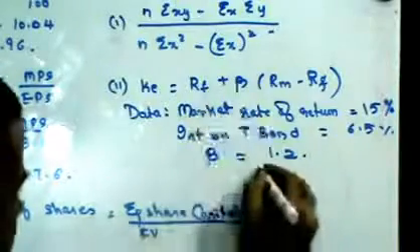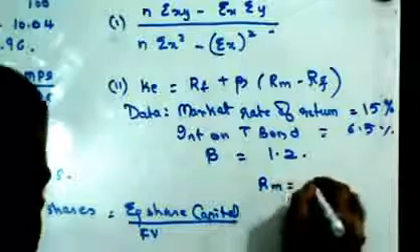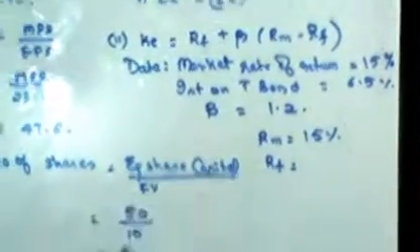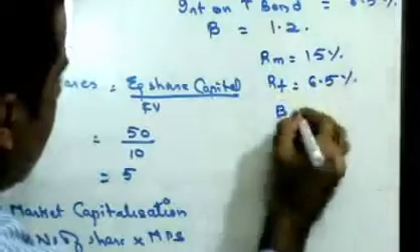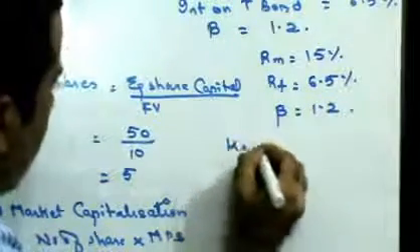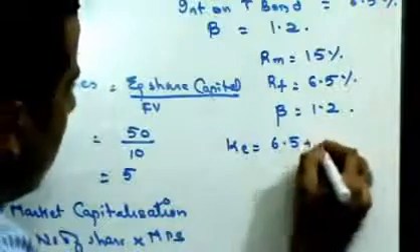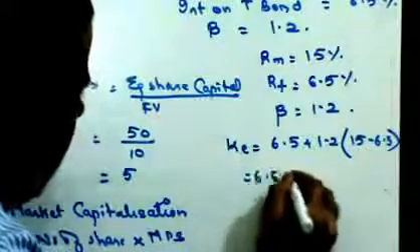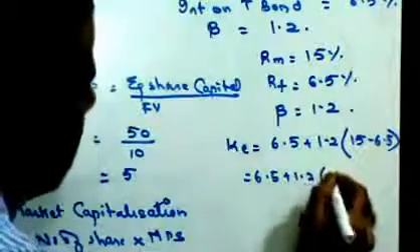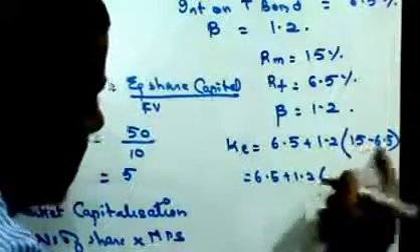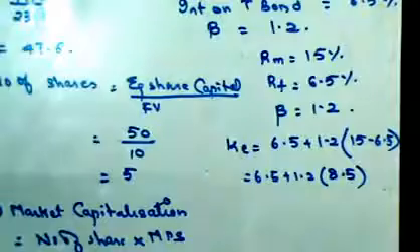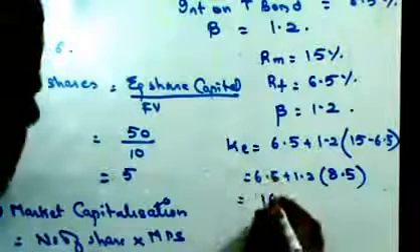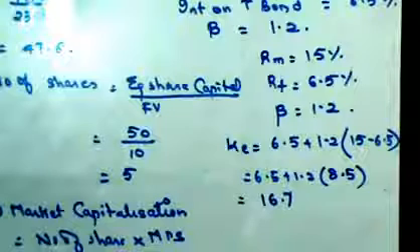First of all, I could use this formula. They've given me that returns expected is 15%. If I want to play a safe game and invest in treasury bills, they give me 6.5%. The volatility of the market is 1.2. In that case, my cost of equity would be 6.5 plus 1.2 into 15 minus 6.5. 15 minus 6.5 is 8.5. So the net answer is 16.7, and your cost of equity would be 16.7.